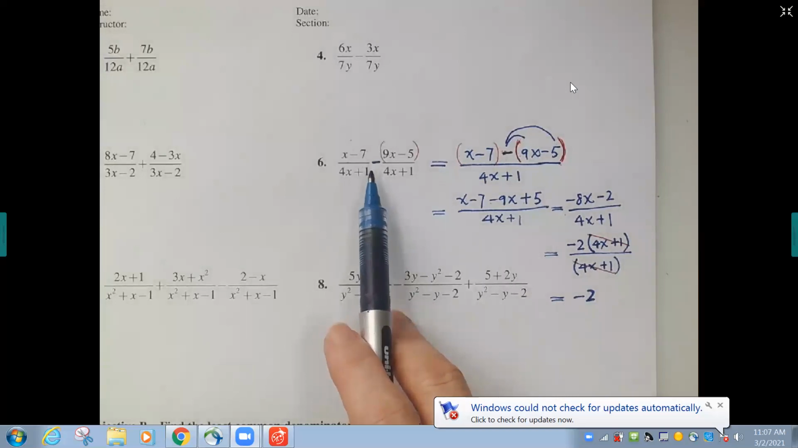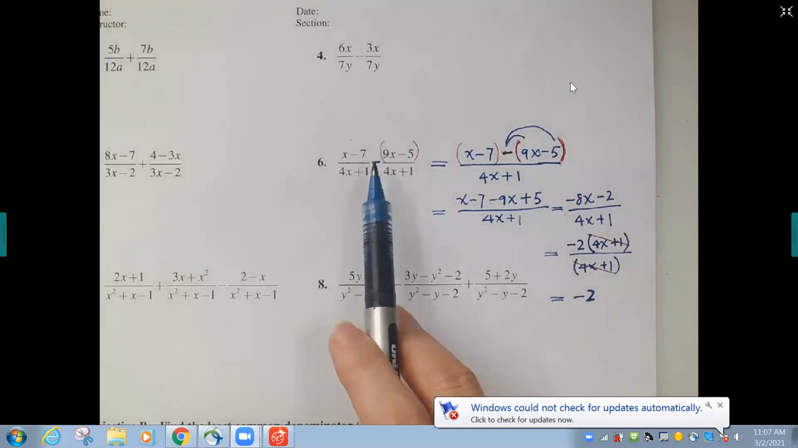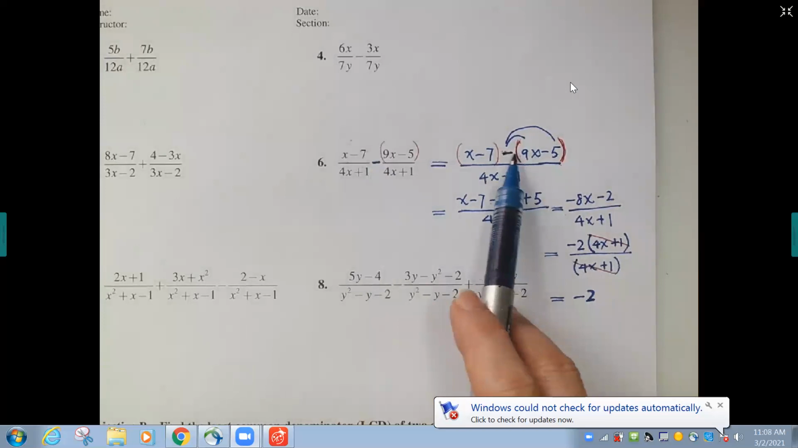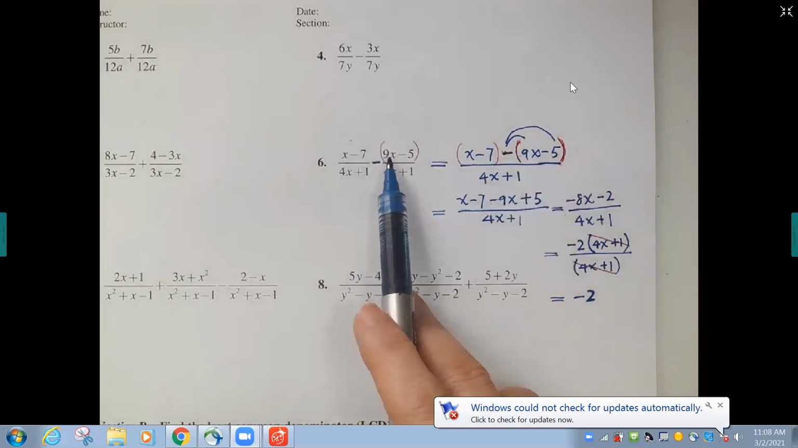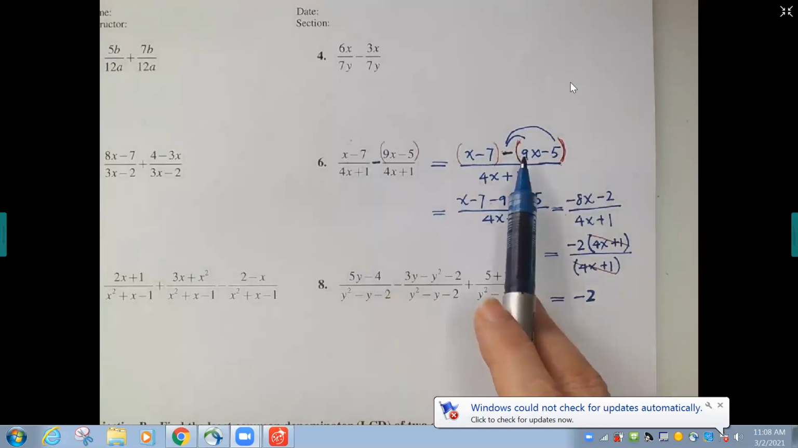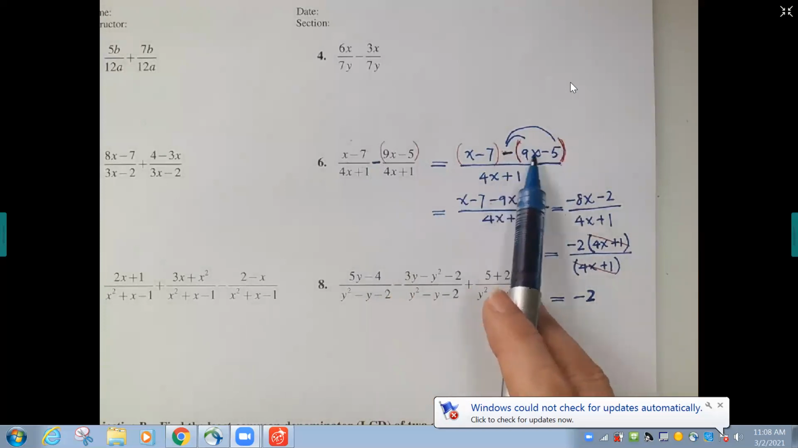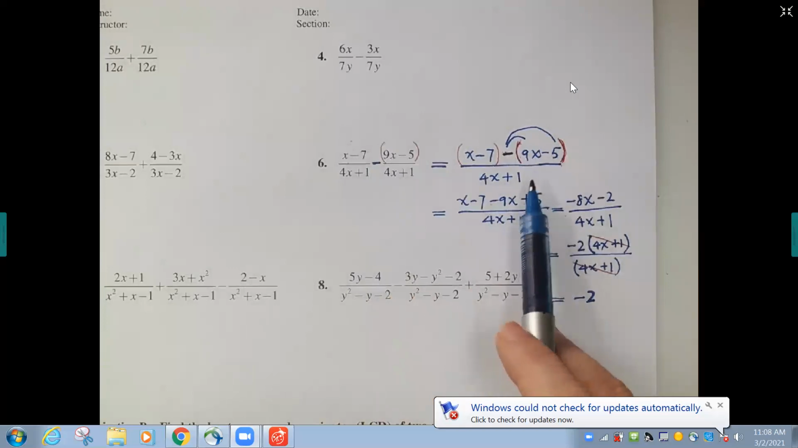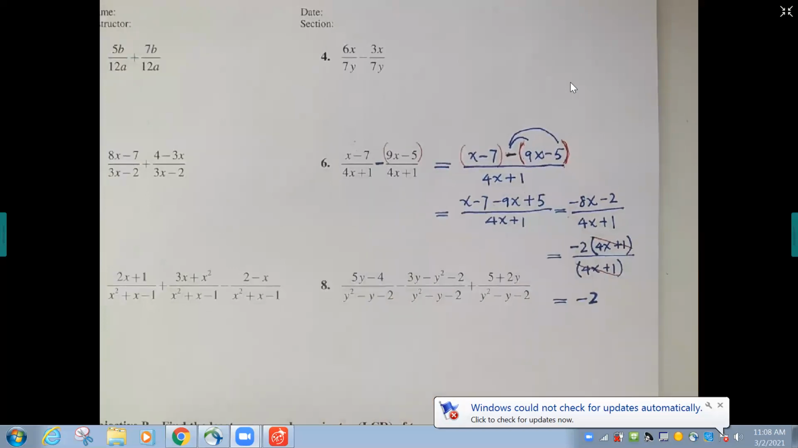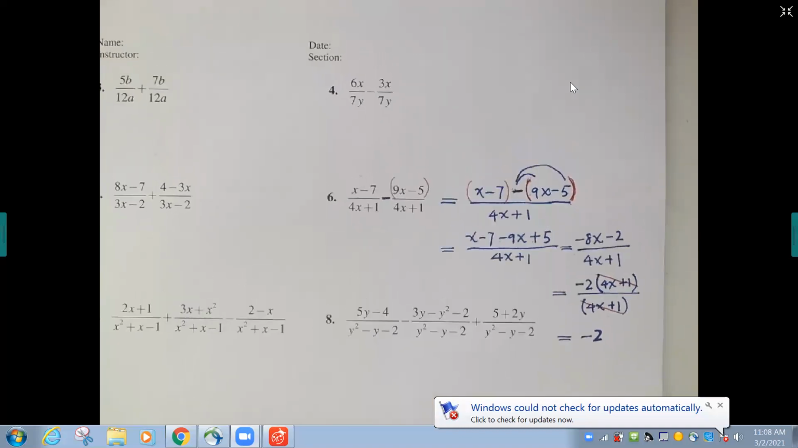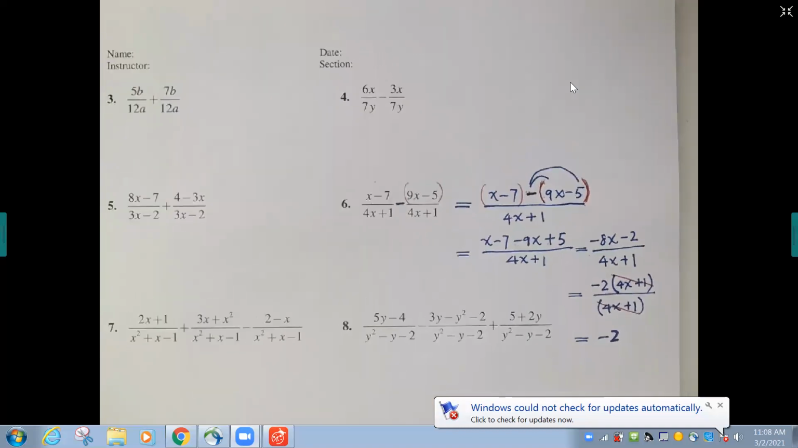The only thing I want to remind you is to make sure you keep the parentheses for the second numerator. Then when you remove the parentheses after the minus sign, pay attention to the term signs, change the signs. Okay, so this is the first type of addition and subtraction, when they have the same denominators. We just keep the common denominator.